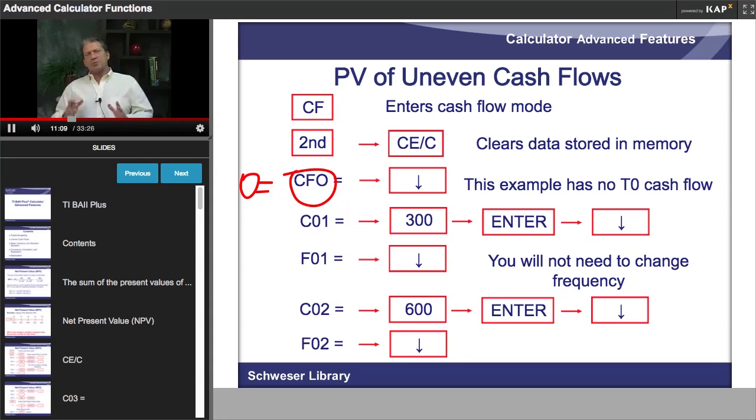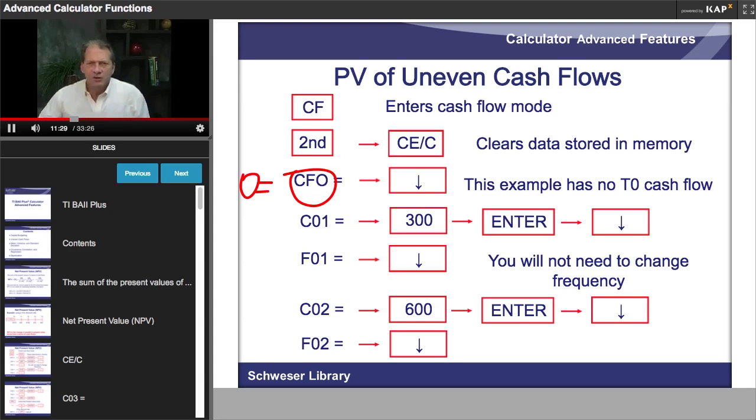Remember, that net present value function takes the present value of all those future cash flows and subtracts off CF0, our initial outlay. Actually, it adds it. That's why we enter it as negative. But if we just put that in as 0, then it's subtracting off 0, and we'll get the present value of all those future cash flows.